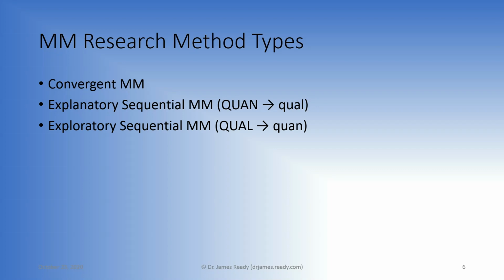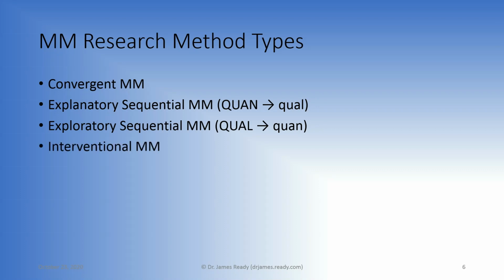Exploratory sequential mixed method research is the reverse of the explanatory sequential approach. A qualitative phase begins the study, and participant information is analyzed. Based on the analysis of the qualitative data, a survey perhaps is constructed and utilized to support the quantitative phase of the study.